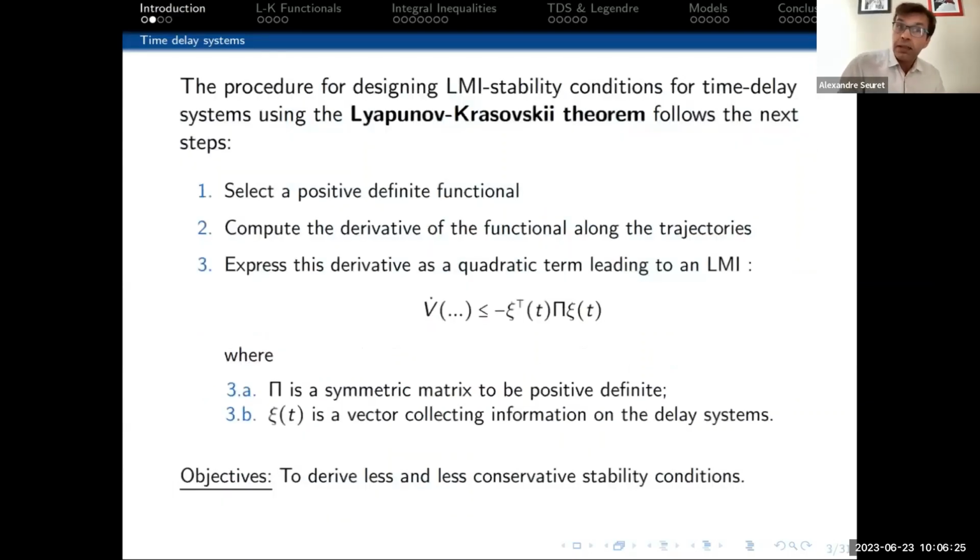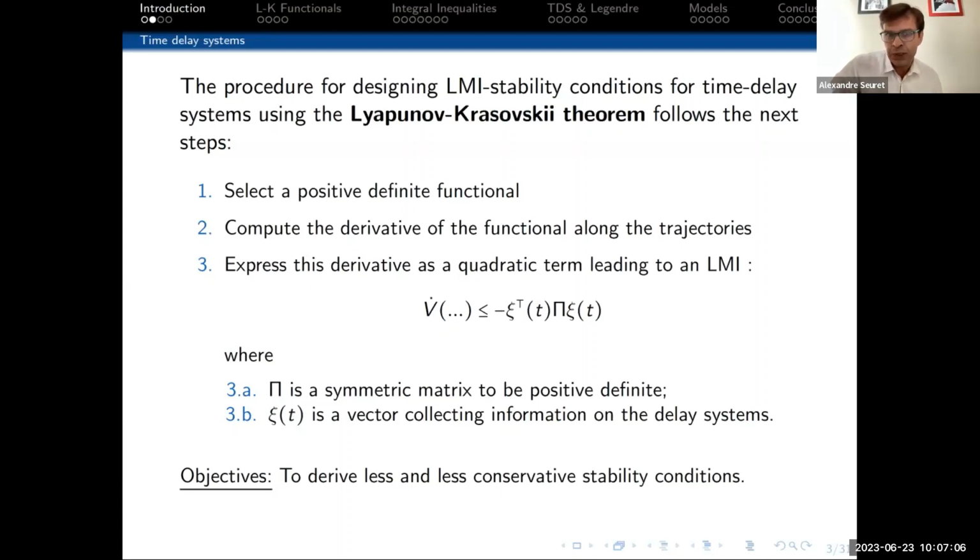If you look at the literature on time delay systems using the application of Lyapunov-Krasovskii theorems, the process is always more or less the same. You have to first select a Lyapunov-Krasovskii functional candidate. Then you compute its derivative along the trajectory, and you try to express this derivative as a quadratic term that depends on a matrix Pi that has to be positive definite to guarantee the satisfaction of the Lyapunov-Krasovskii theorem, and on a vector psi that collects the information about the time delay system.